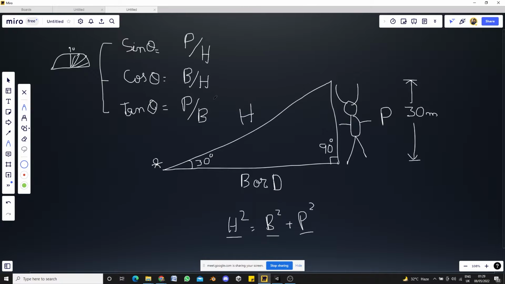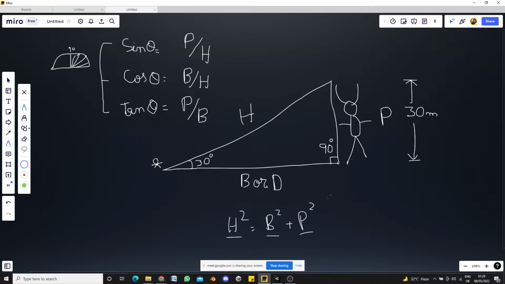So tell me, Aryan, which one can we use in this case? We have got the height, we have got the angle, and we need to find the base for the distance. So which one do you think is more feasible for us in this scenario? The third one, tan theta equals perpendicular upon base. That's cool, Aryan. I like that you know it. So in this case, as you can see, we are using tan theta equals p upon b.